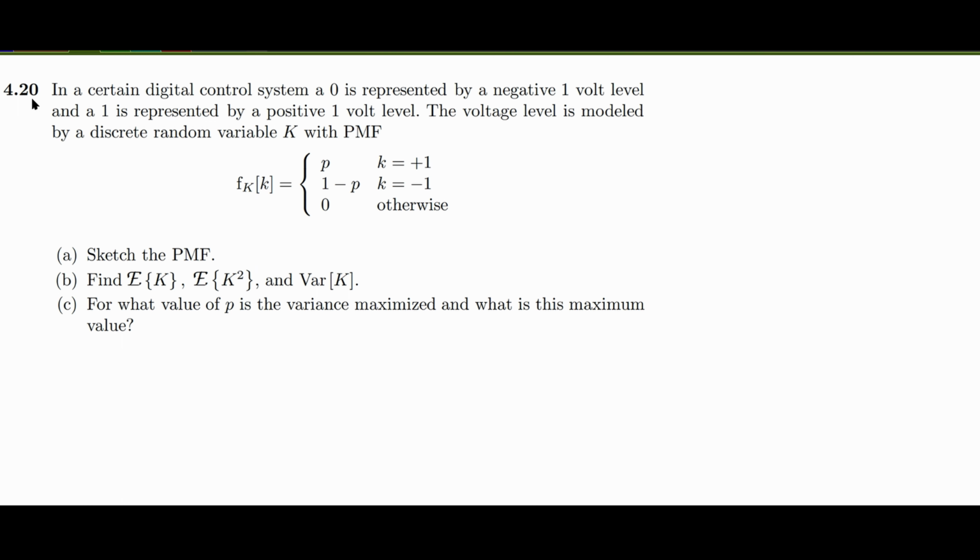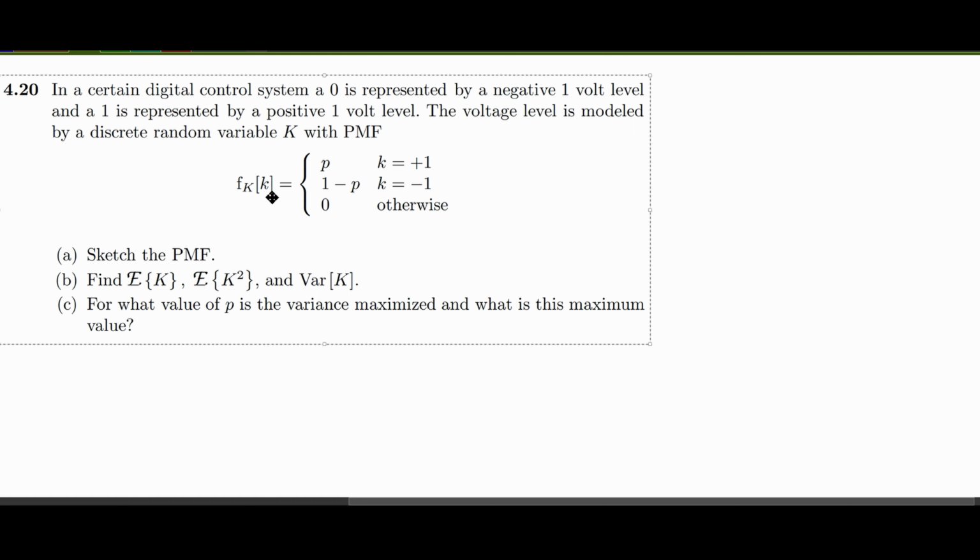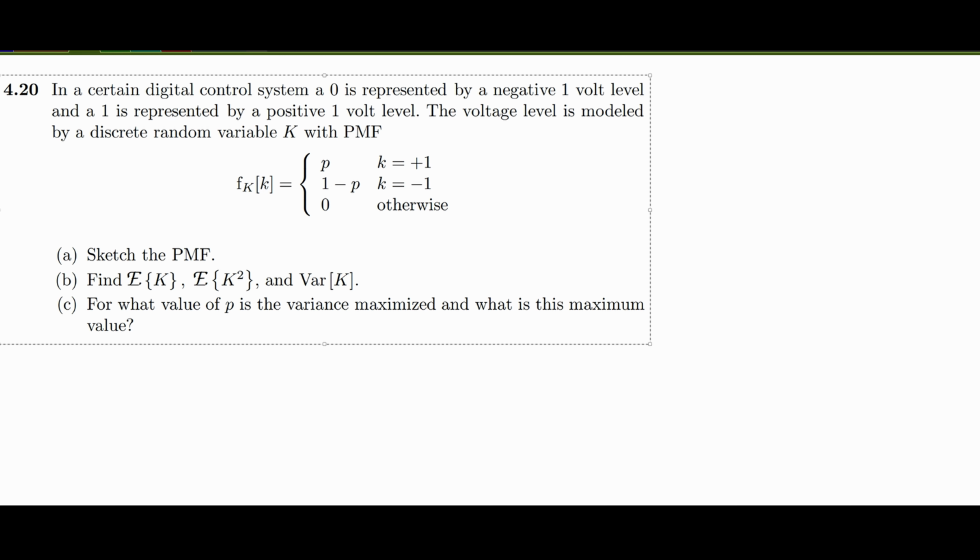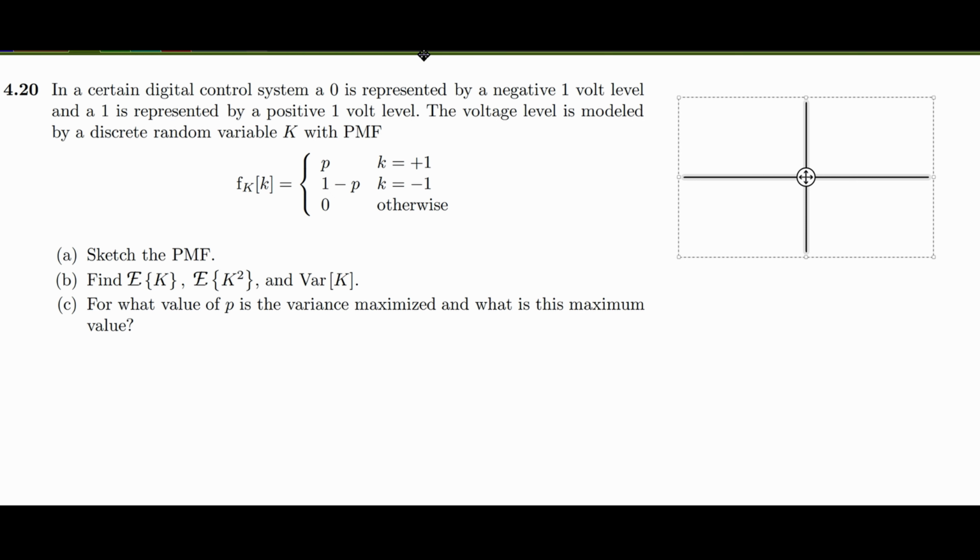In a certain digital control system, a 0 is represented by a -1 volt level, and 1 is going to be represented by a positive 1 volt level. The voltage level is modeled by a discrete random variable, which is known as K for our PDF here. We are going to use this to sketch our PDF, and to sketch it, we'll just use an XY graph like this. We know that we have the K right here, so that means this is going to be f of K.